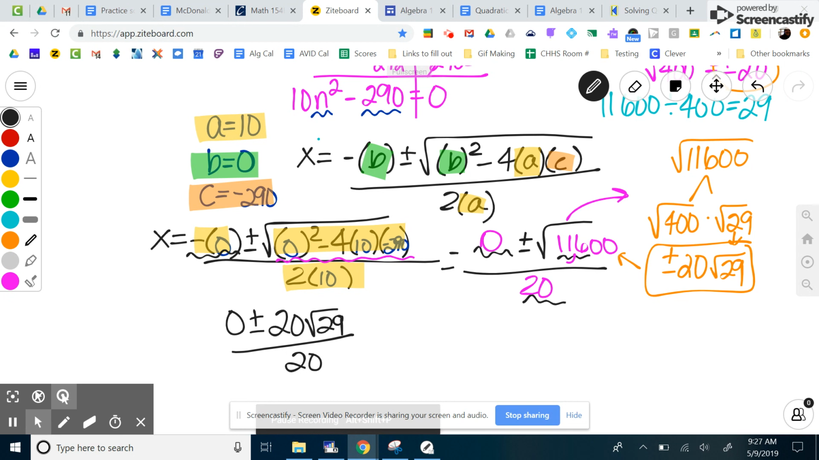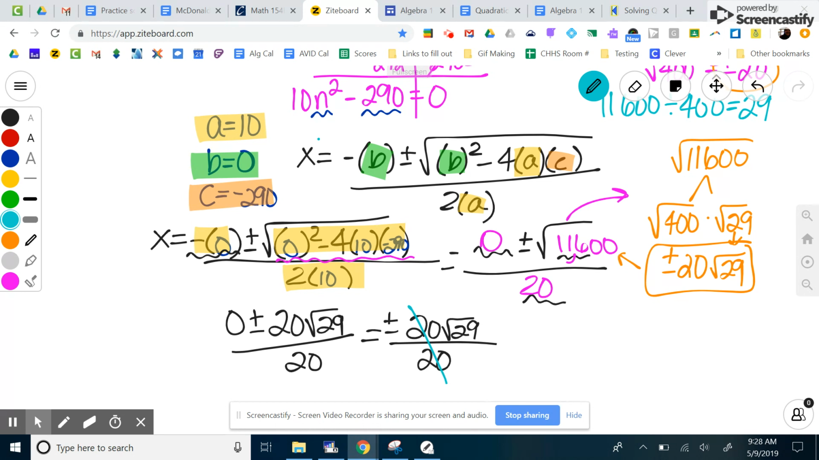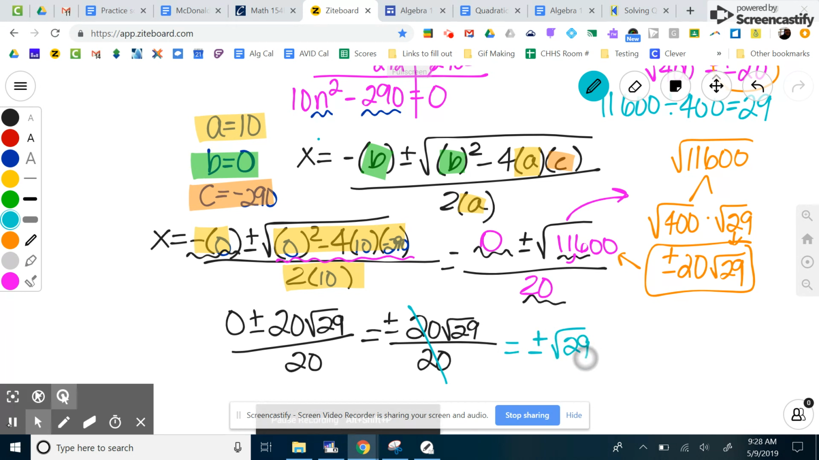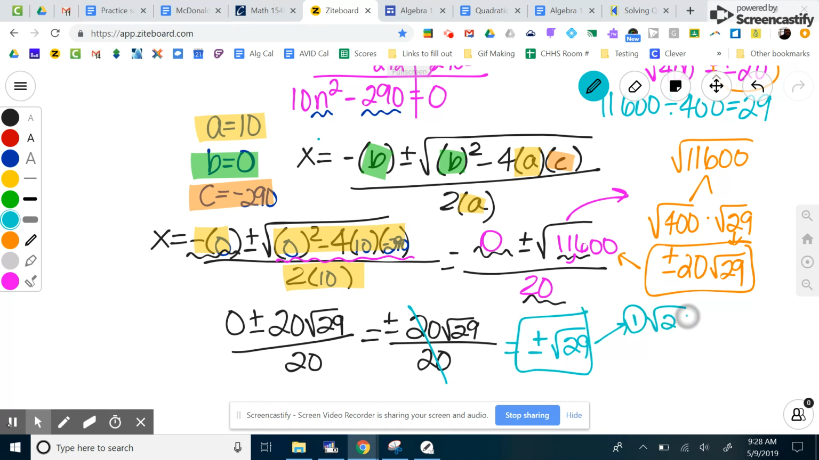Now, 0 plus or minus 20, well, that 0 is just going to go away. 0 plus 20 is positive 20 square root of 29, and 0 minus 20 is negative 20 square root of 29, over 20. If you look at this, the 20 and the 20 are going to cancel each other out. So I'm just going to end up with plus or minus the square root of 29. So that is 2 answers: positive square root of 29, and negative square root of 29.